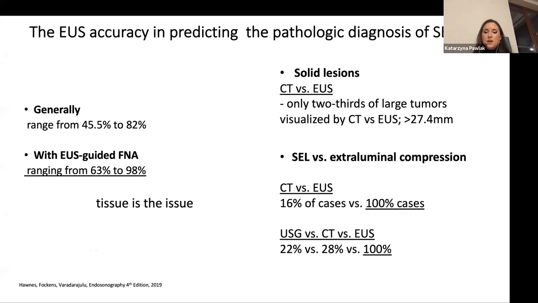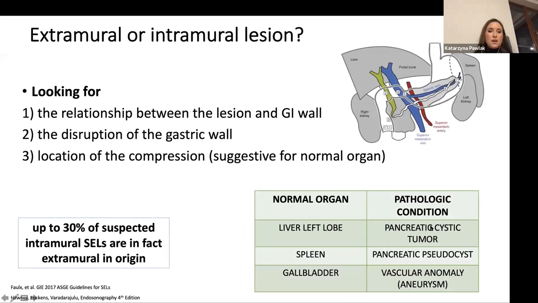In CT, only two thirds of the large tumors were visualized compared to EUS, especially those with a size greater than 27 millimeters. Also, in a couple of studies it was presented that EUS was superior in the differentiation of SELs and extraluminal compression, and it could diagnose 100% of cases.